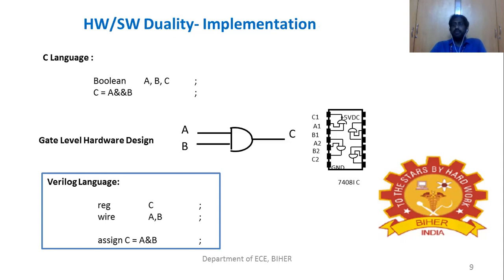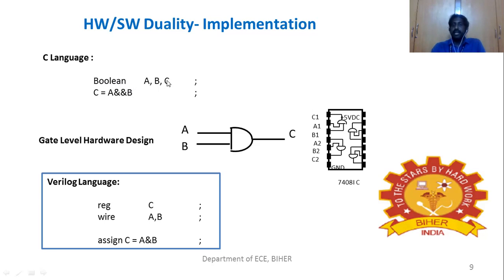So this is the implementation example. Your AND gate is implemented. You can see in this AND gate, A and B are the inputs and C is the output. Here A, B and C are Boolean functions. So we can write A, B and C in terms of ones and zeros, binary values. In C language, this is a simple software solution for this AND gate. Boolean A, comma B, comma C, because all the values are represented as Boolean.